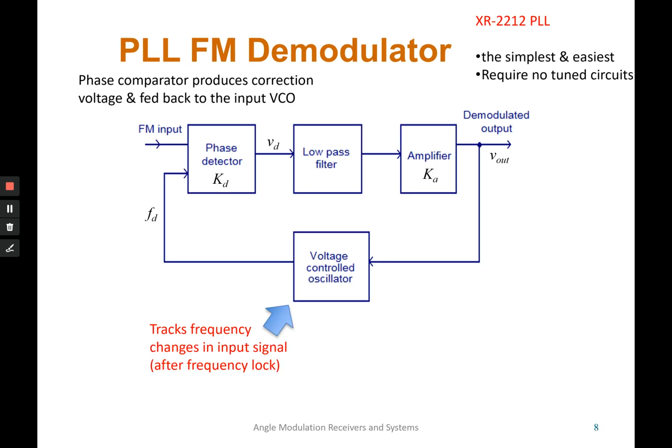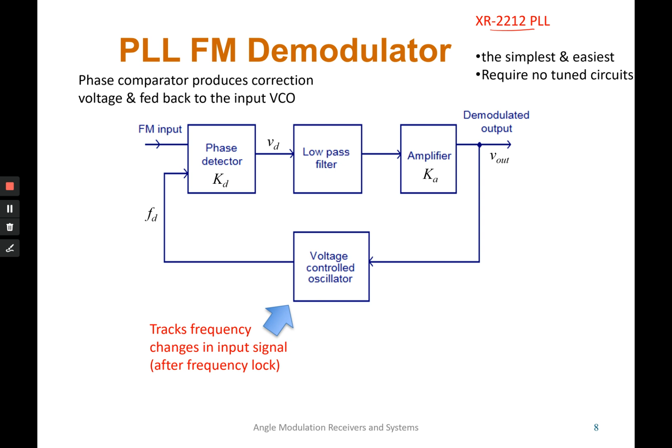Okay, next is the PLL FM demodulator. This is a component that you can use in designing your FM receiver. You may have the PLL FM demodulator, which is one simple IC with model number XR2212 PLL. Having this PLL FM demodulator is the simplest and easiest way to design our receiver, and it requires no tuned circuits.